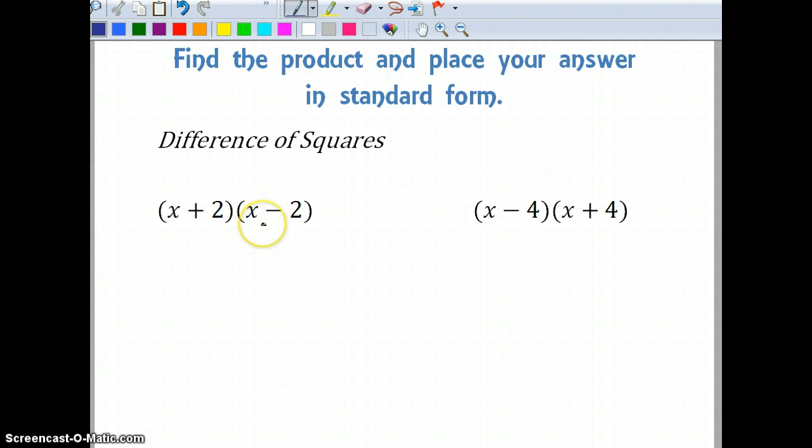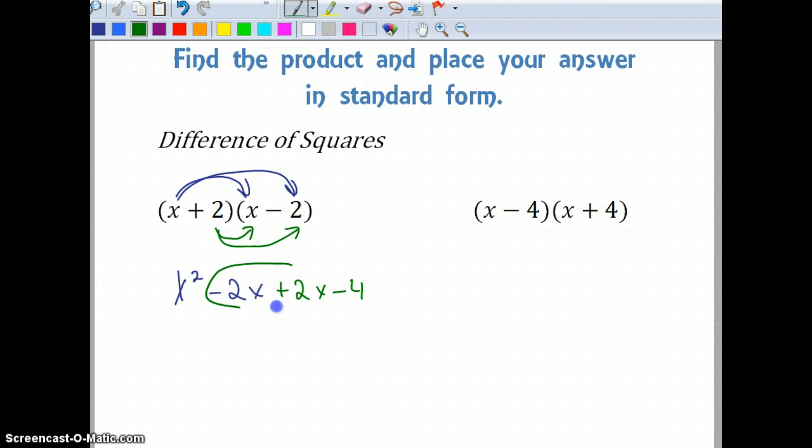I have x plus 2 and x minus 2. Oh, I have x minus 4, x plus 4. Notice they're the same. The only thing that's different is one has a plus, one has a minus. So as we distribute, I get x squared. X times negative 2 is negative 2x. 2 times x gives me a positive 2x. 2 times 2 gives me negative 4. Going to go in and combine my terms. Negative 2x plus 2x, well, that adds up to 0, so that's gone. Oh, that's x squared minus 4.